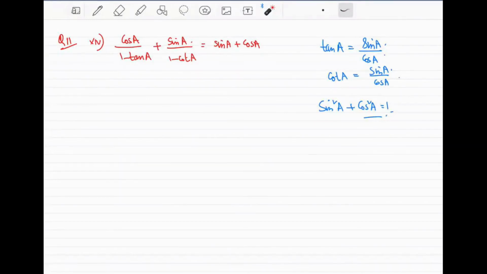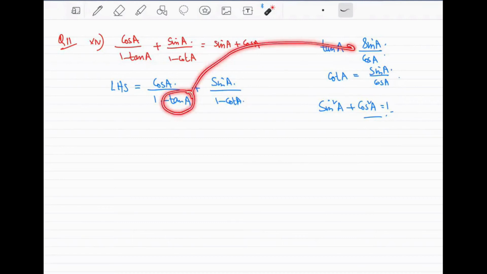If not, then the next thing you are supposed to do is change the tan, cot, cosec, sec into sine and cos. If there is sine theta and cos theta, it's much simpler. Okay. So here, if I start from the left hand side, it is cos A by 1 minus tan A plus sine A by 1 minus cot A. You try to make this simpler. Tan A and cot A, try to change them into something that has sine A and cos A in it. So tan A, we are going to use this formula right here. Cot A, we are going to use this formula right here.